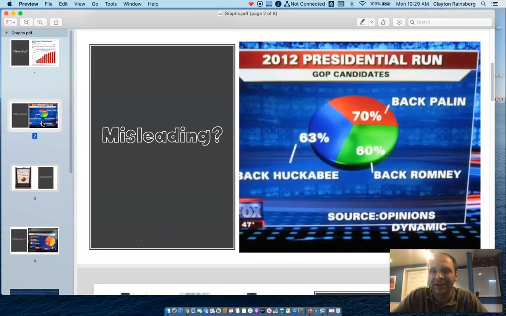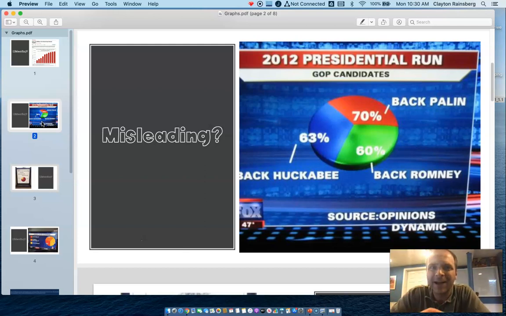Here's a pie chart. Back from 2012 again, you're looking at people who are backing up certain GOP candidates. Now, what's wrong with this one is we look at this pie chart. Well, you got the slices, 60%, 70%, 63%. That looks pretty wrong. I mean, that's not 70% of the pie chart. That's not 63% of the pie chart. That's not 60% of the pie chart.